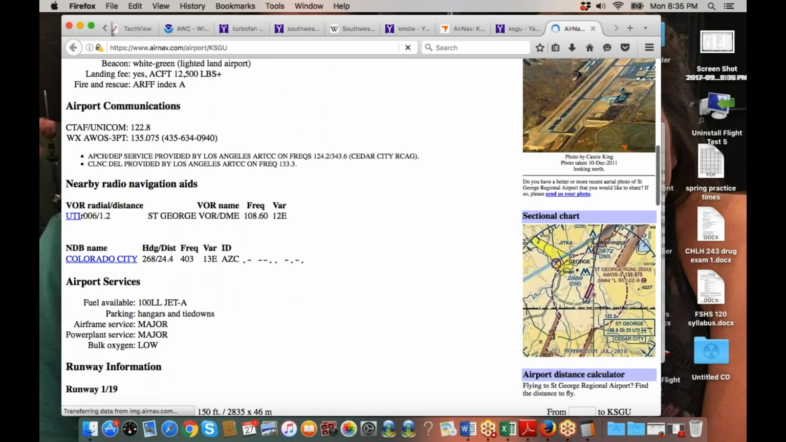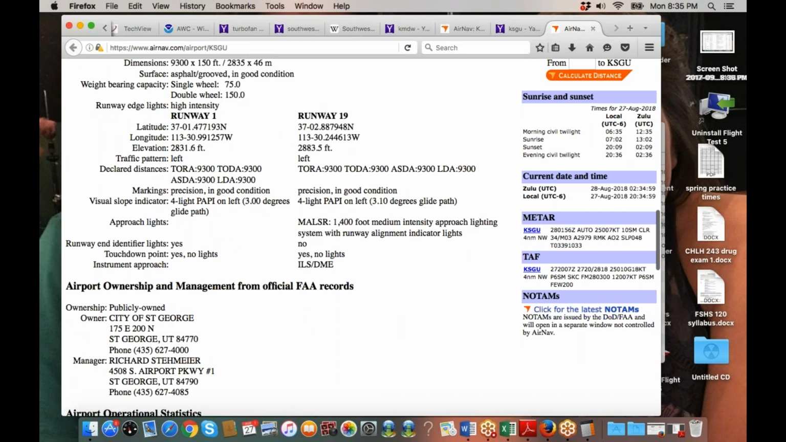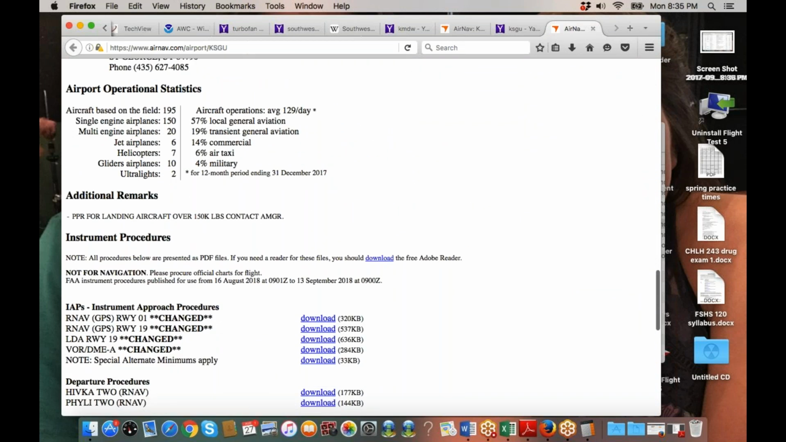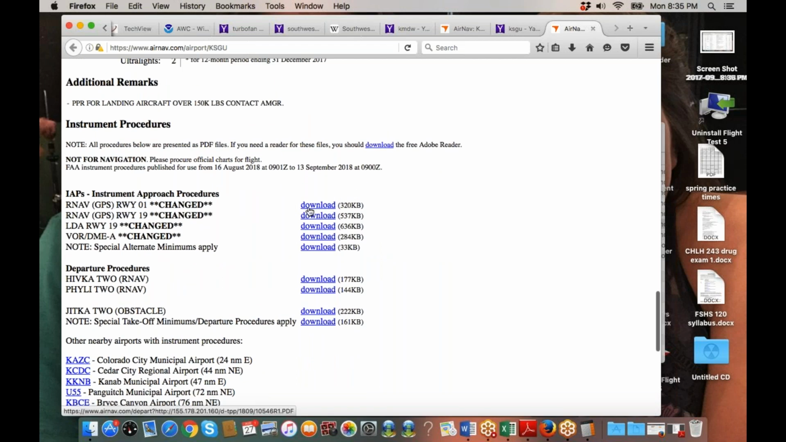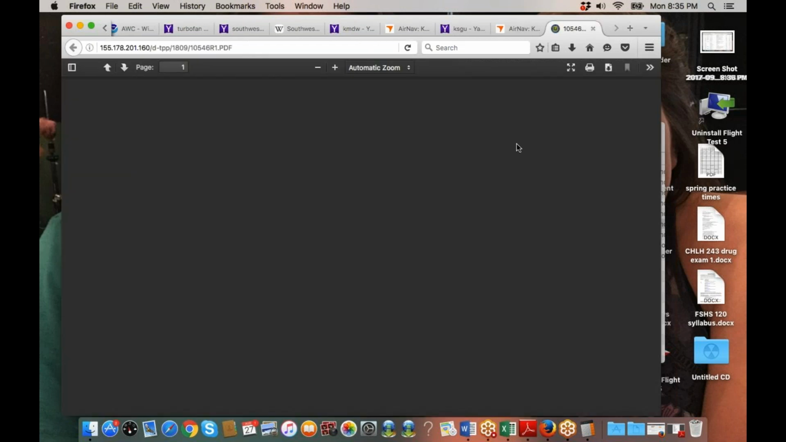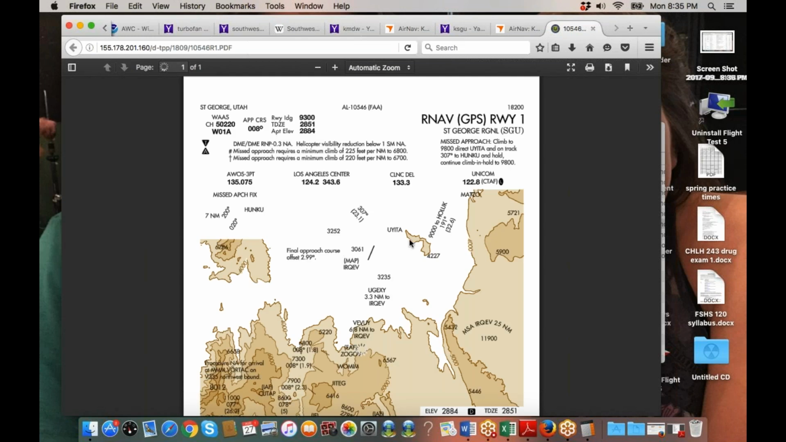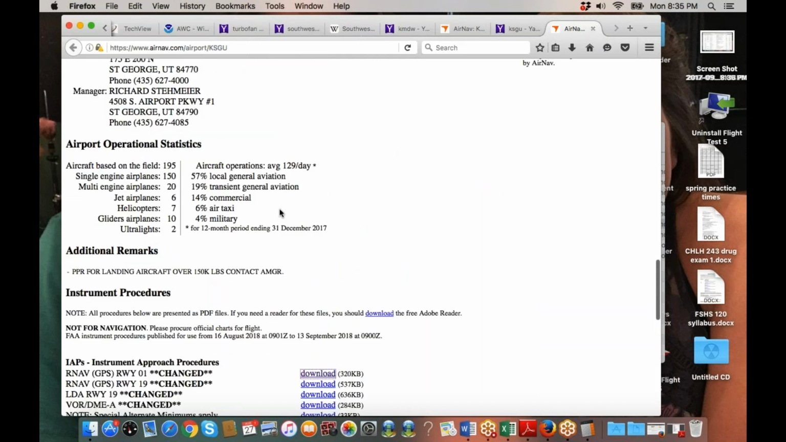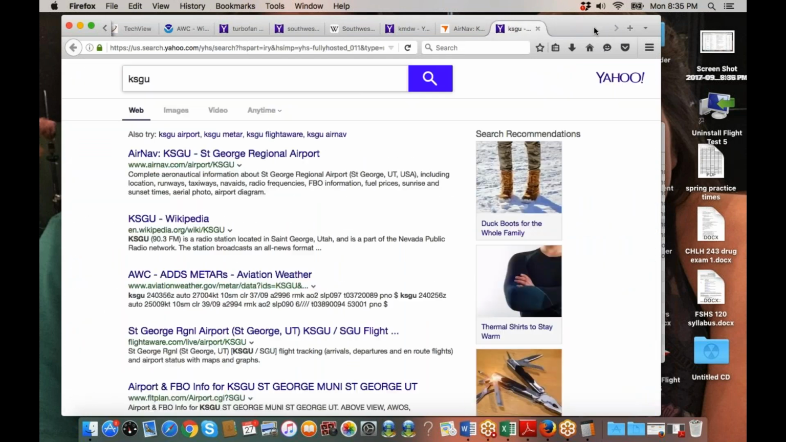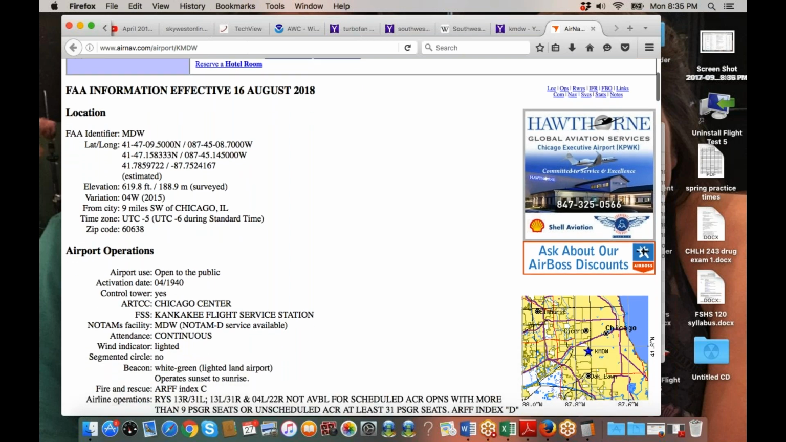Let's see, where is it on here? I think it's like 9,300 or something. That's right, it's 9,300. Is it really? Okay. Oh, it's not what I'm looking for here, but anyway, St. George is 9,300. So Midway, I'm still going to have to find it.